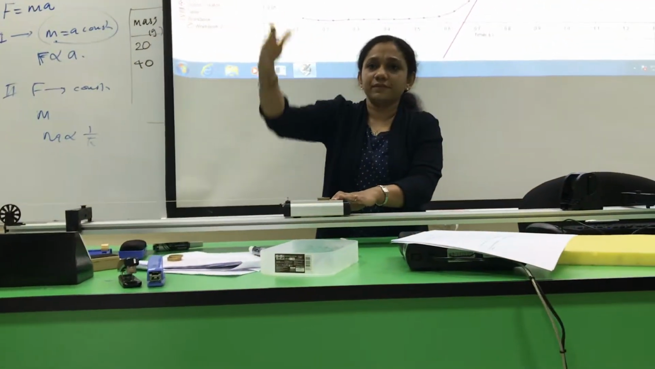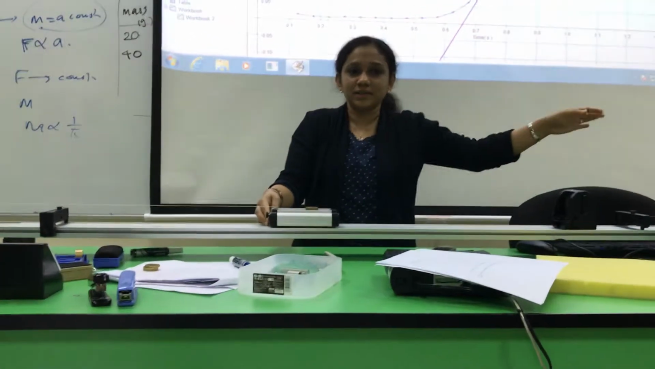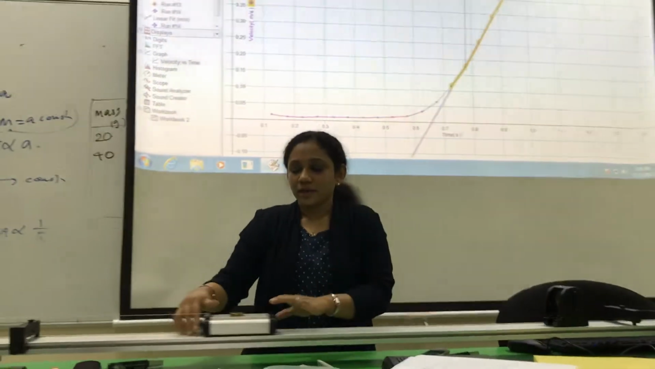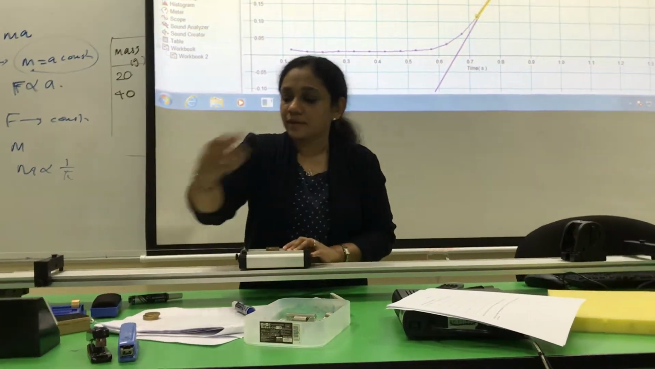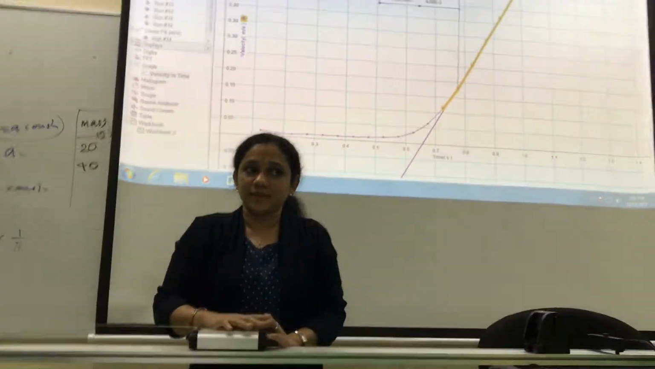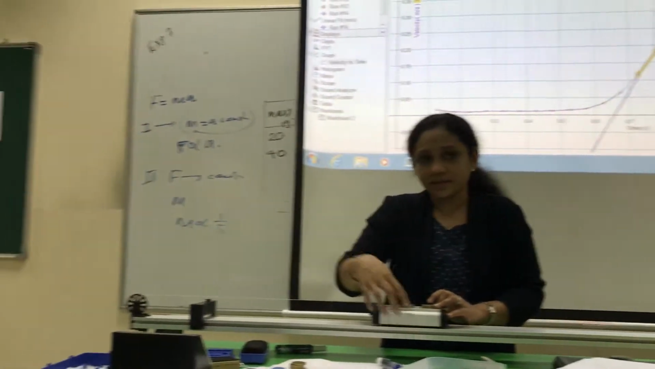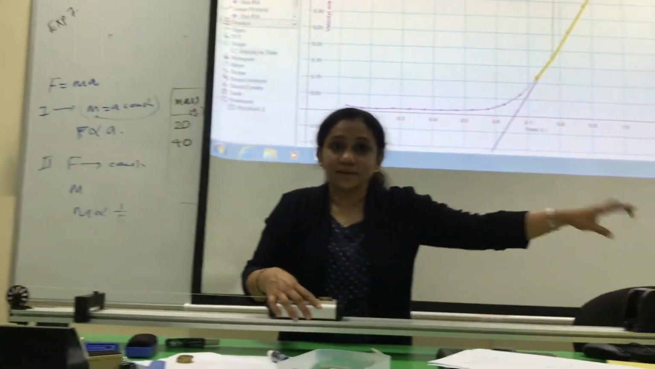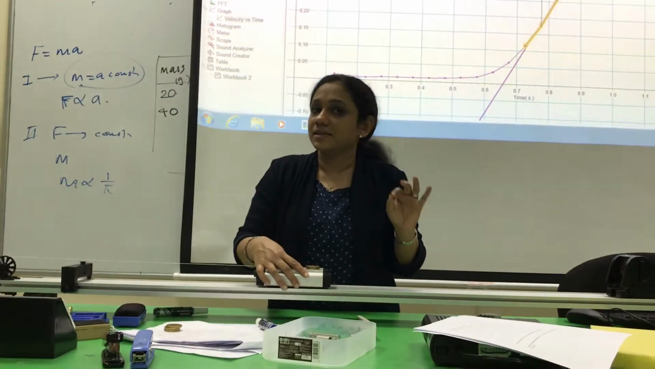Again, draw the graph. Experiment part is easy. Start, release, stop. You will get one more graph. Again, increase the weight. You will get another graph. Okay. This is the second part. So, as mass increases, acceleration should decrease because inversely proportional. This is the second part.